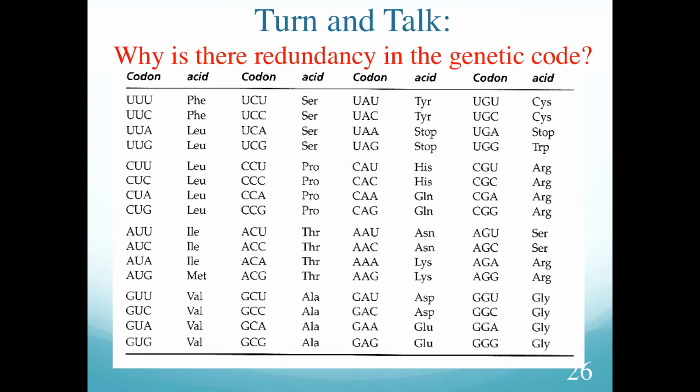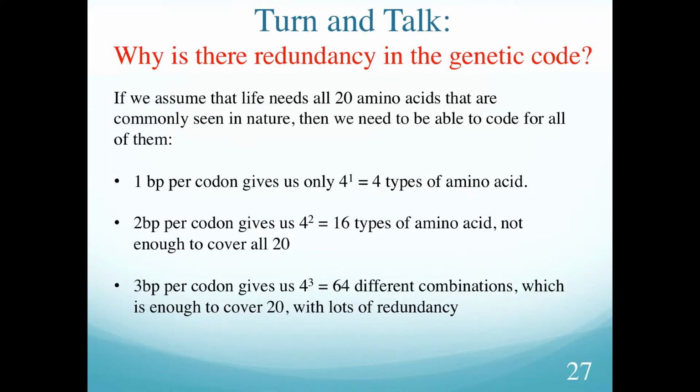So why does this redundancy exist in the genetic code? I encourage you to pause the lecture here and think about it for a little bit. Try to figure out why you would have so much redundancy in the genetic code. The major reason is actually basically mathematical. If we assume that life needs all the 20 amino acids that are commonly seen in nature, then you need to be able to code for all of them in the genetic code.